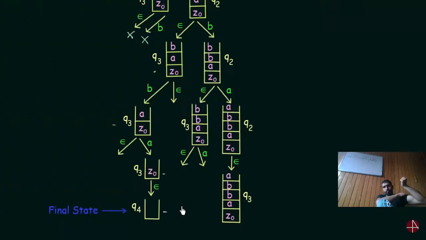Now there are also other routes that we have to see and check whether those routes lead to final state or not. So let us check all the routes and see where do they lead. Now here, this was the path we took and we reached the final state. Now here is one path that we did not discuss.